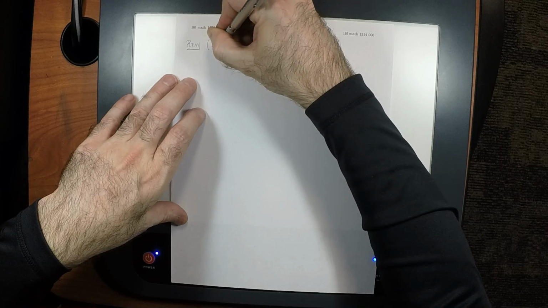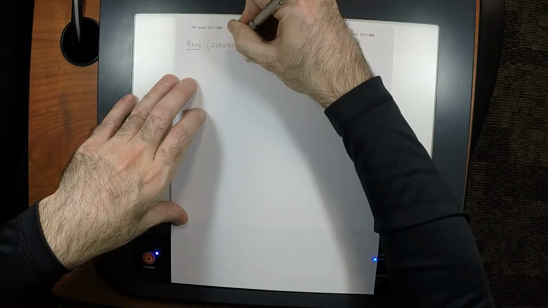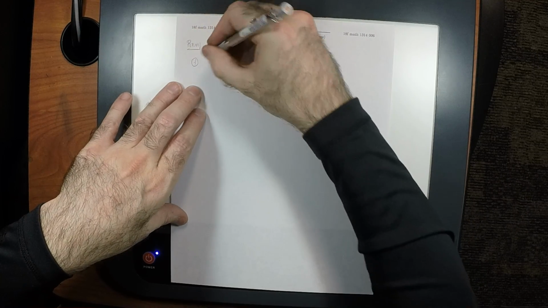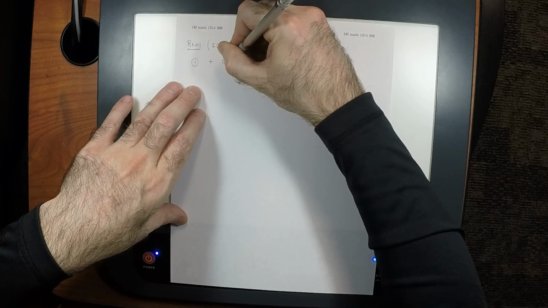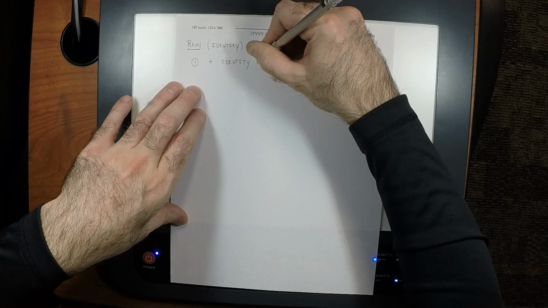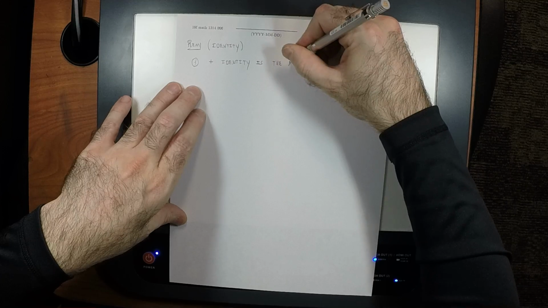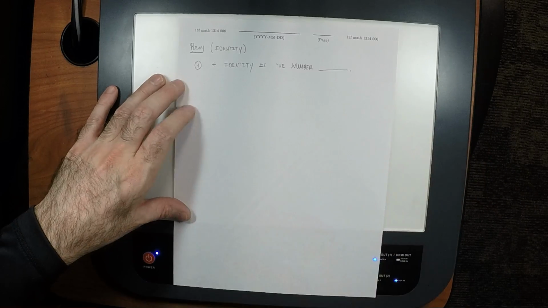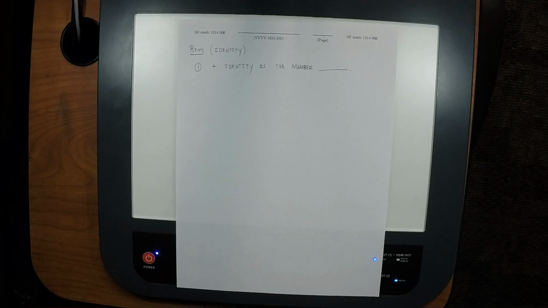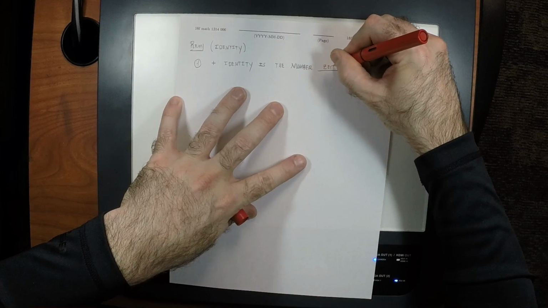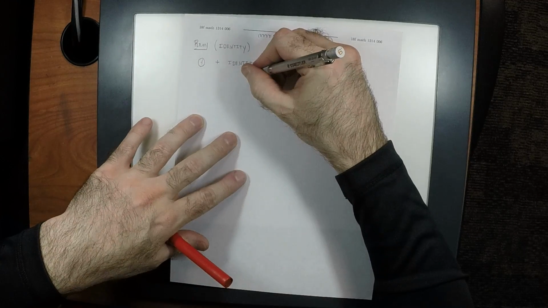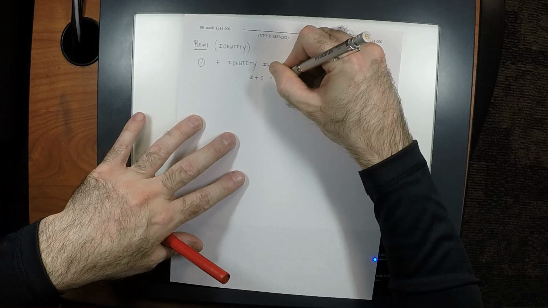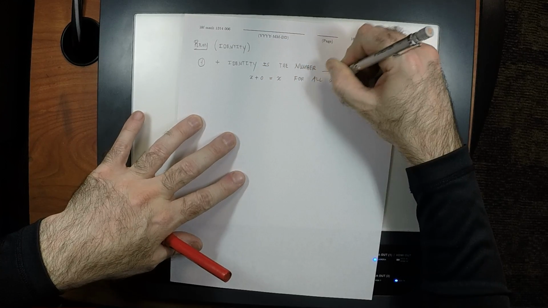So here we go. This is a remark about identities. First, we have the additive identity. So the additive identity is the number blank. It's the number such that adding this number is the same as doing nothing. What number? 0, right? So the additive identity is the number 0. It satisfies the following: x plus 0 is x for all x.